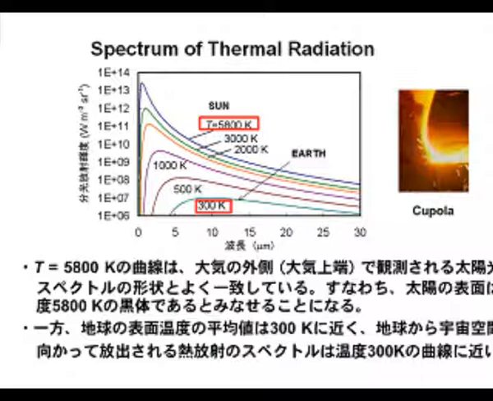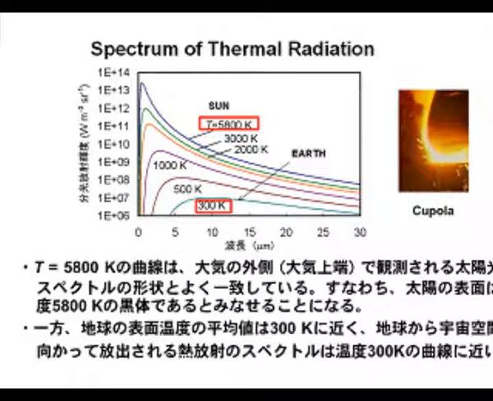This is a kind of spectrum of some radiation. The temperature of the sun is very high, maybe 6,000 Kelvin, but Earth is around here, almost 300 Kelvin. So the sun's thermal radiation spectrum has a peak around here, at a very short wavelength, maybe around the visible region.